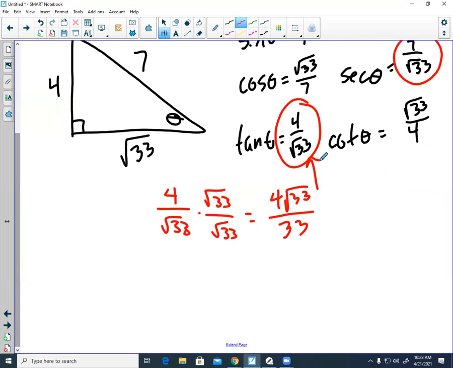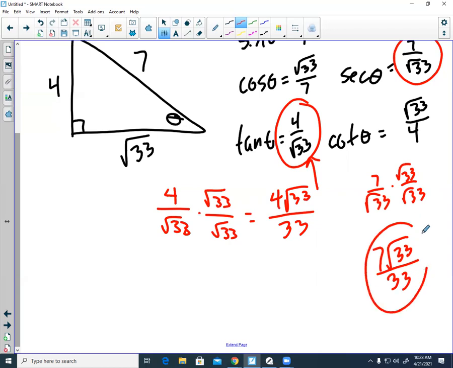So that's the one that they're going to expect. They have to do the same exact thing with 7 over the square root of 33. So 7 over the square root of 33, we multiply by the conjugate. So we end up with 7 times the square root of 33 over 33. So they have to be rewritten without any sort of radicals in the denominator.